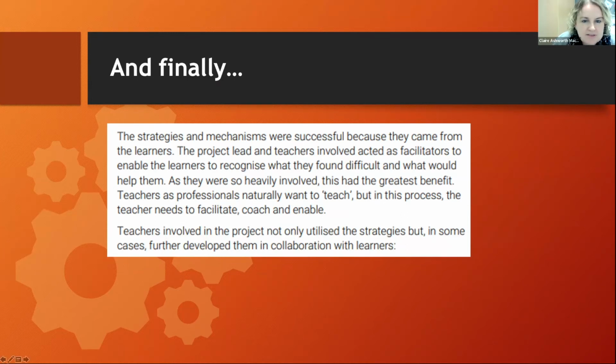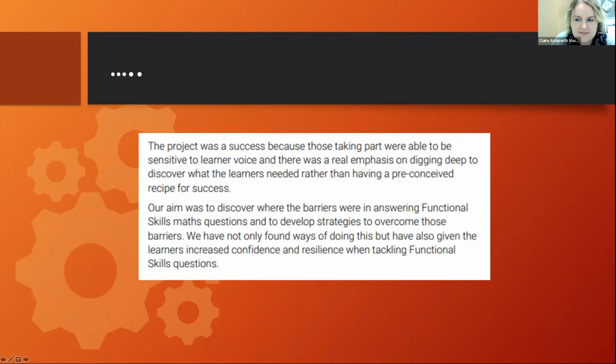So, the strategies and mechanisms were successful because they came from the learners. The project lead and the teachers involved acted as facilitators to enable the learners to recognise what they found difficult and what would help them. As they were so heavily involved, this had the greatest benefit. Teachers as professionals naturally want to teach, but in this process, the teacher needs to facilitate, coach and enable. Teachers involved in the project not only utilised the strategies, but in some cases further developed them in collaboration with learners. And then there's just one more slide I'll read out.